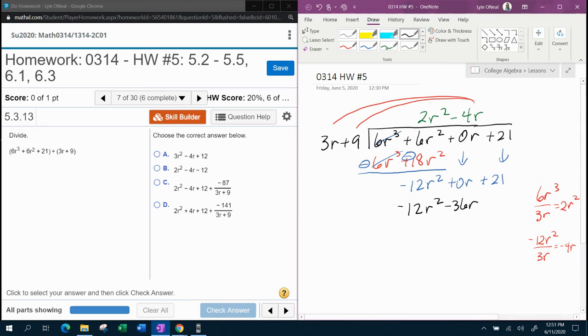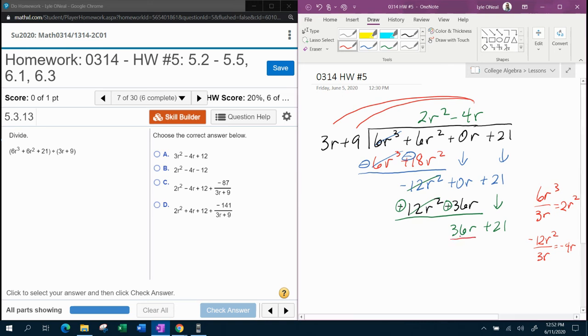All right, here we go. Next step, draw the line, change the sign, and then combine. 12r squared minus 12r squared cancel. What about 0r plus 36r? Well, that's going to be 36r. And then the plus 21 can drop. And then we're going to rinse and repeat for the last time.